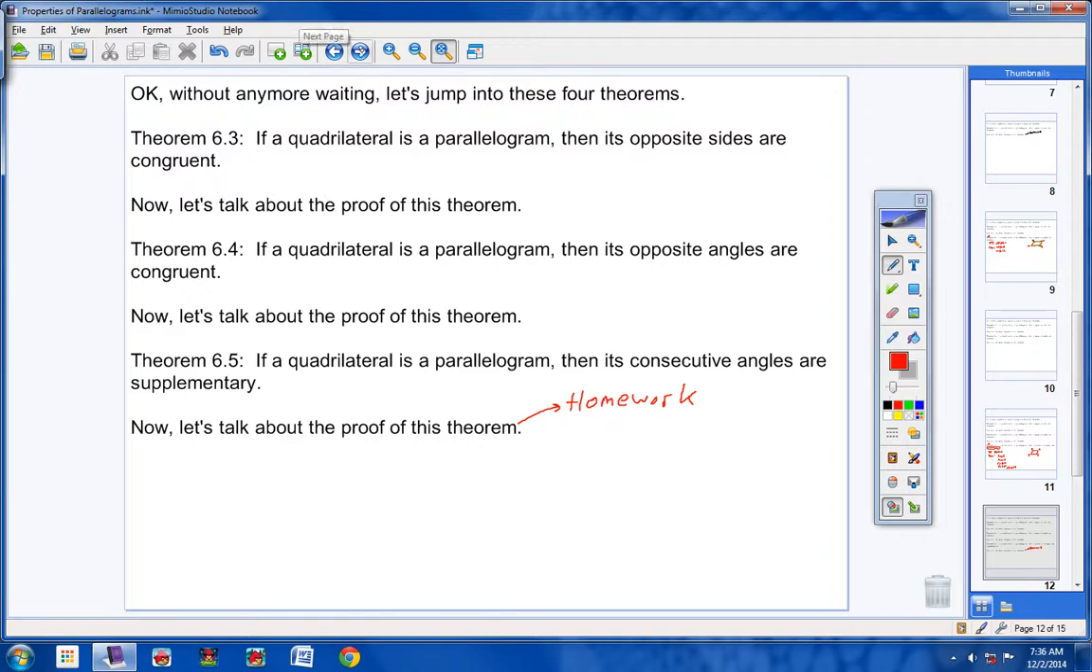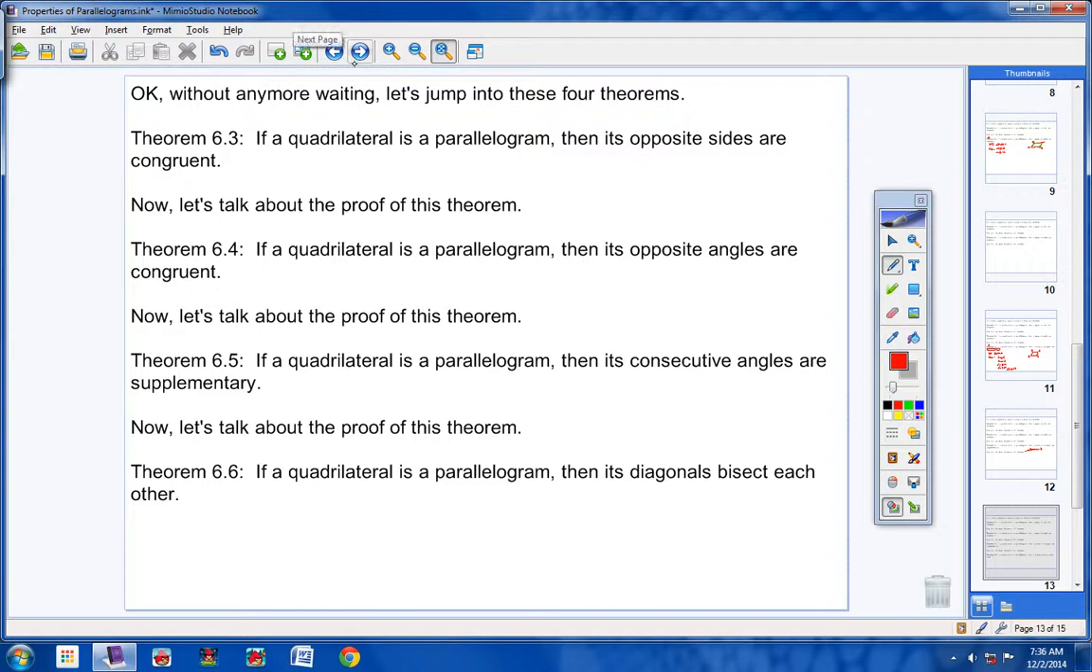Now, we have one more theorem to look at, and it's a pretty simple theorem, like all the other ones have been. Copy this down, please. Theorem 6.6. If a quadrilateral is a parallelogram, then its diagonals bisect each other. Notice we did not say the diagonals are what? Because that's not necessarily true, okay? In fact, usually it's not true, all right? The diagonals bisect each other.